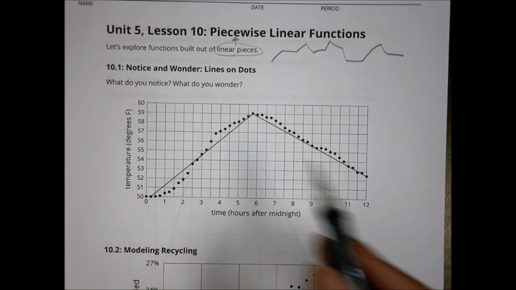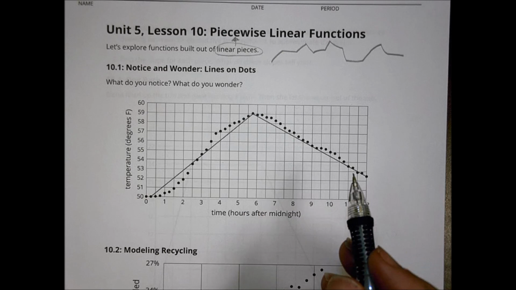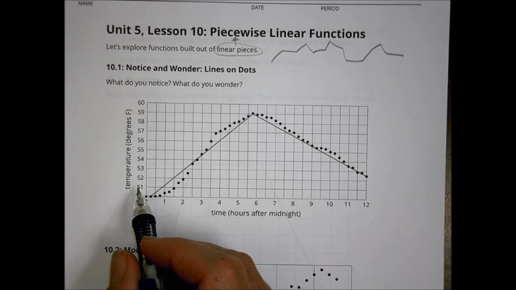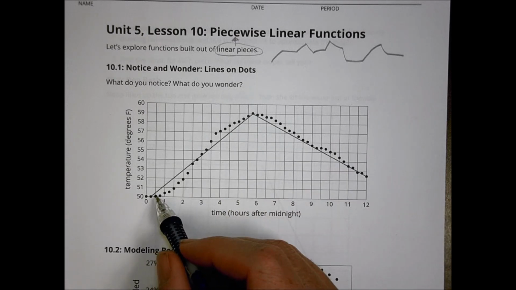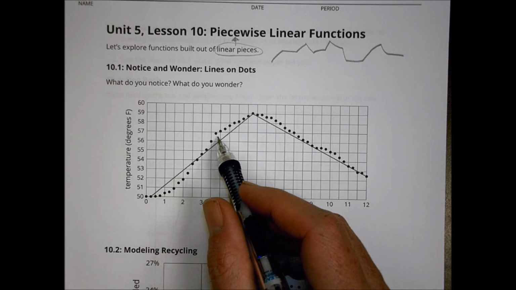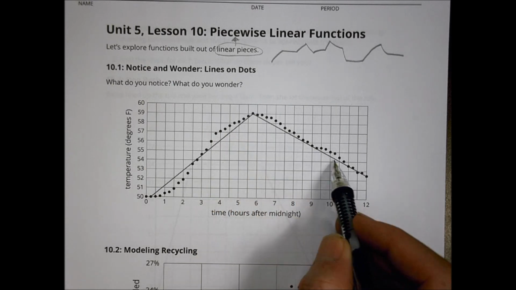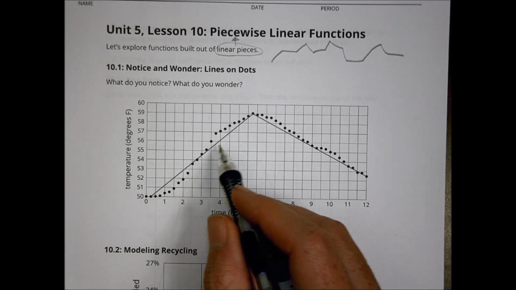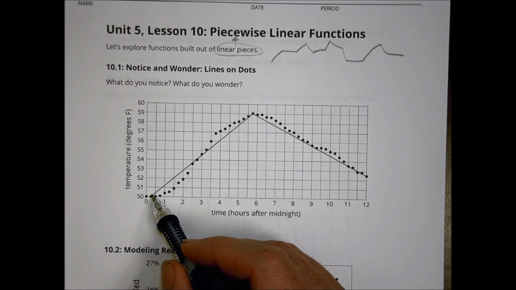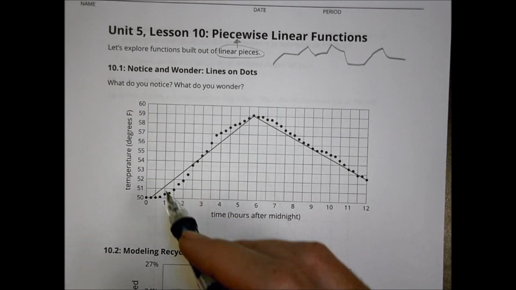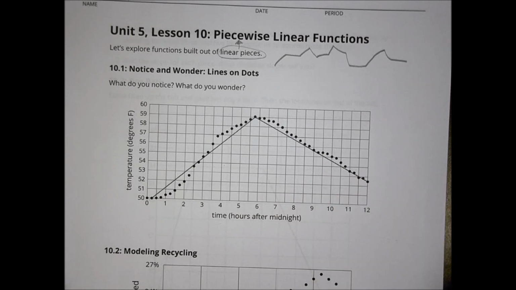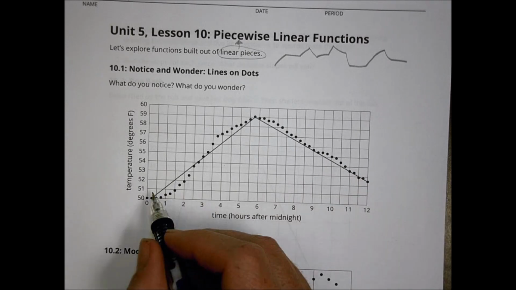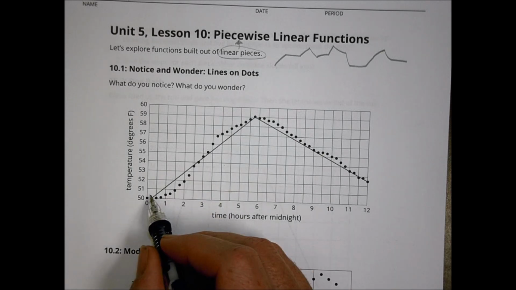What do you wonder? So we take a look at this first little chart or graph. We have time, hours to midnight, and temperatures here. Things that we notice: our dots all seem to go in an upward direction for a while, and then they tend to fall back down. But we notice that they're also not linear. We can see that there was an attempt to put in a linear model here and draw a line to approximate what's going on with the temperature, but we can tell that's not fully accurate, is it?